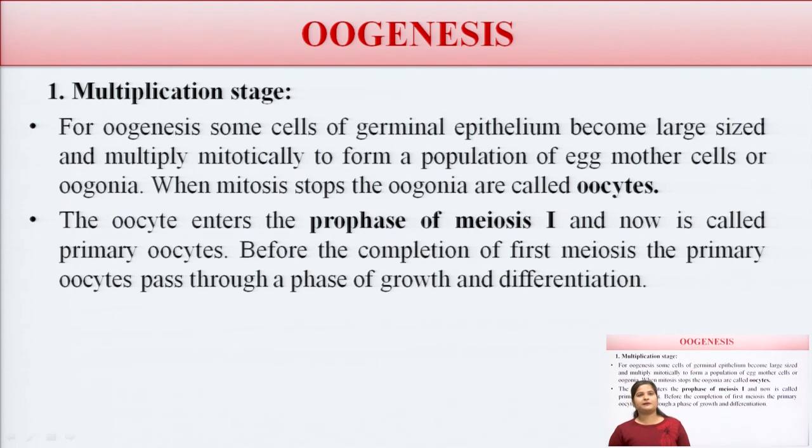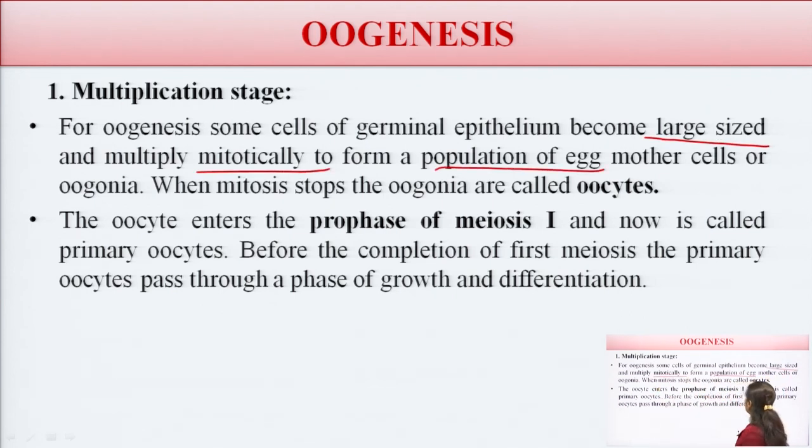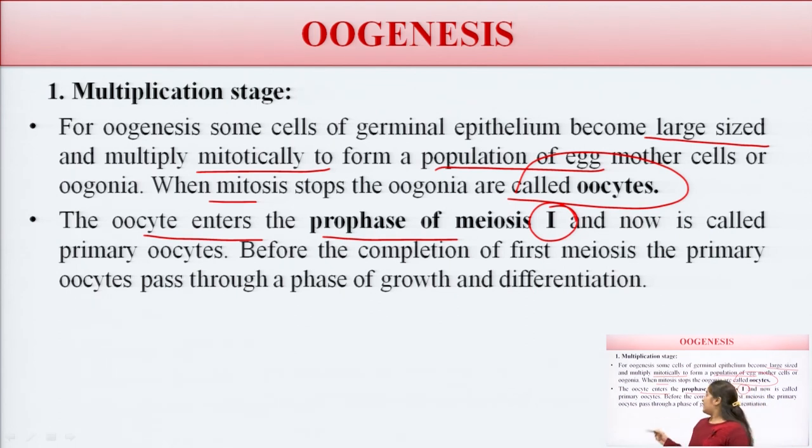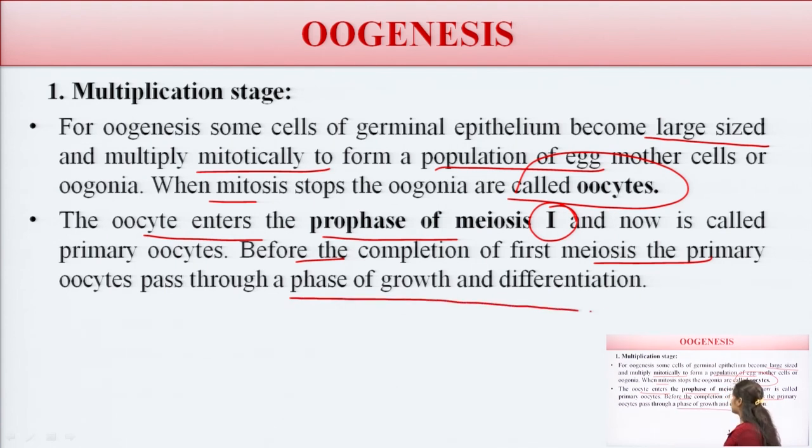In the multiplicative stage, the germinal epithelium cells become large and multiply mitotically, forming a population of egg mother cells or oogonia. When mitosis stops, the oogonia are called oocytes. The oocytes enter prophase 1 and are arrested, and before the completion of the first meiosis, the primary oocytes pass to the phase of growth and differentiation.